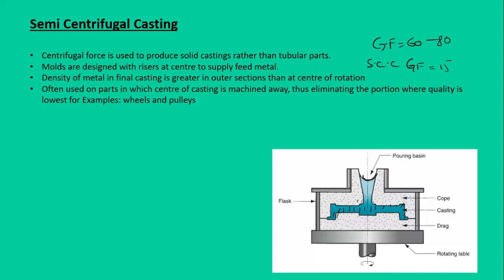Then the third type of centrifugal casting, and you must have observed that this schematic for the semi-centrifugal casting is somewhat similar to sand casting. It has a flask, it has a cope and drag, it has sand in it, it has a riser. So it is somewhat similar to sand casting. The main thing differentiating them is that the mold is rotating at a high speed, generating the centrifugal force.